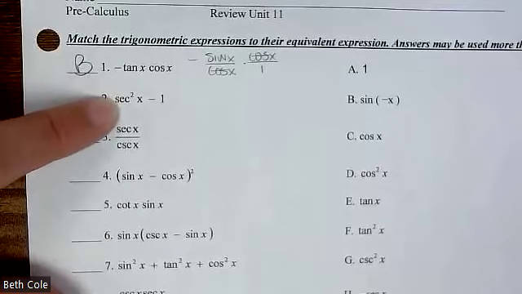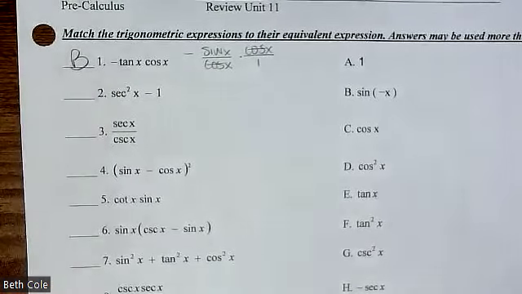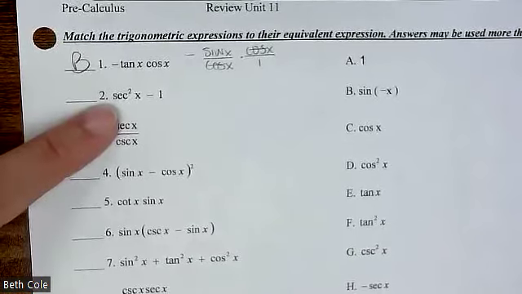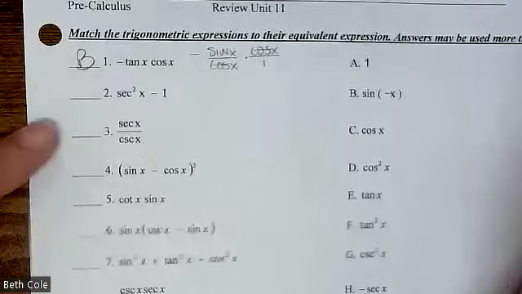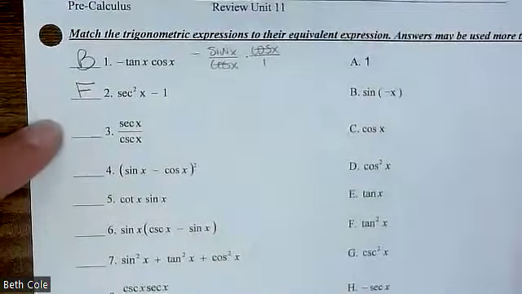This is one of the Pythagorean ones, secant squared minus 1. I wrote them on the board behind me. Those won't be up there when you take the test though, but secant squared minus 1 would give you what? Yeah, tangent squared. So that one is F.